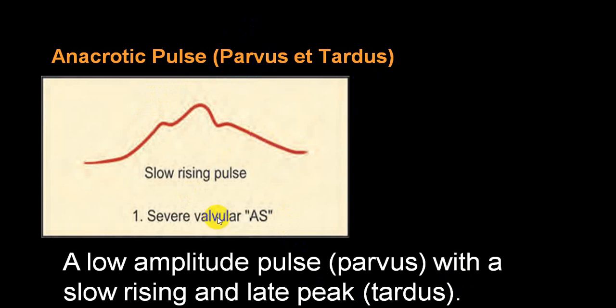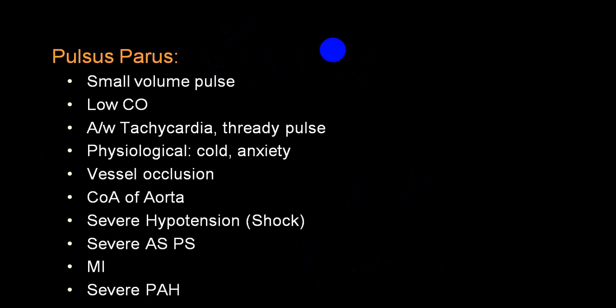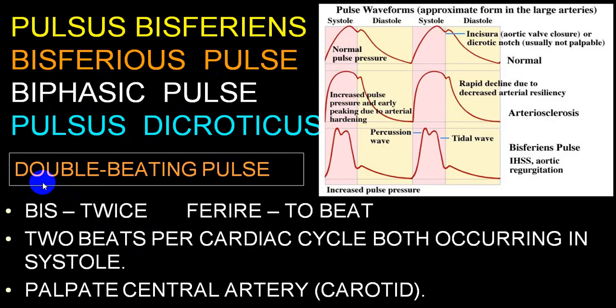Anacrotic pulse is also called pulsus parvus, and sometimes it is called pulsus parvus et tardus, and classical in case of aortic stenosis. Very characteristic in a case of aortic stenosis. Remember only one example, classical in case of a severe aortic stenosis. If they ask you anything more, then you can use the words small volume pulse, low cardiac output, coarctation of aorta, those particular conditions.